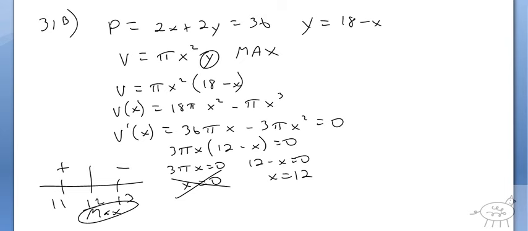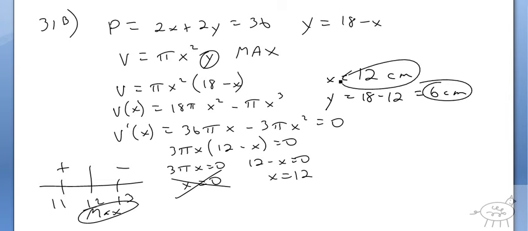And so it's the same thing. Plug it in, so 12 is my x, so 12 is one dimension. That's x. And then y, of course, is the same thing, 18 minus 12, which is 6 centimeters. All right, so the whole problem says compare the answers to the following two construction problems. The answers are the same. All right, that's the comparison.